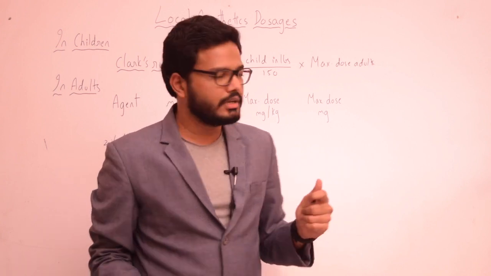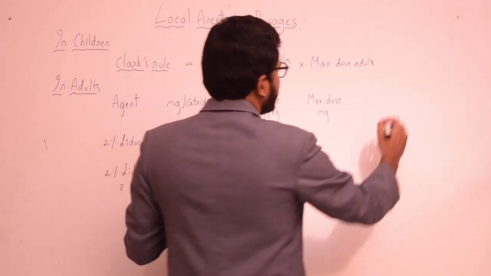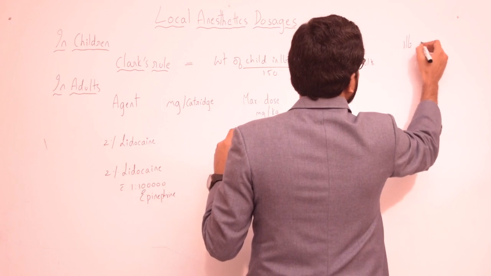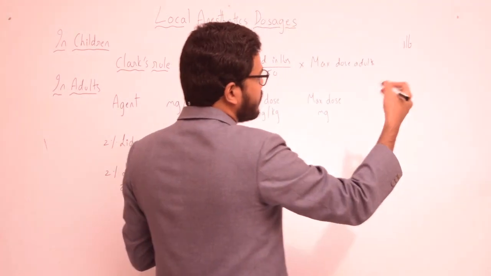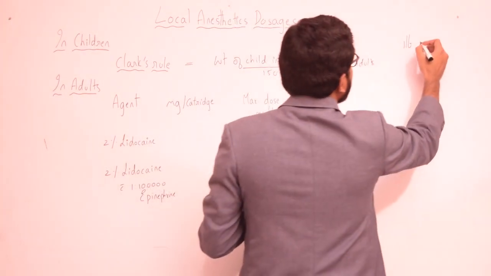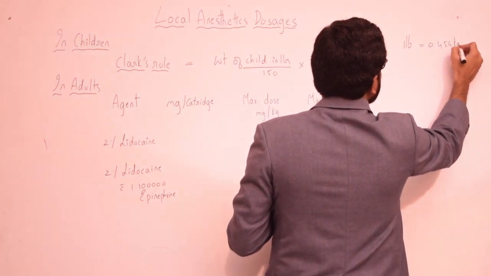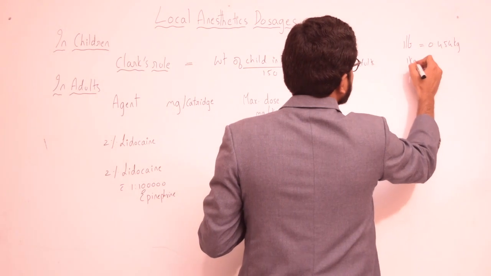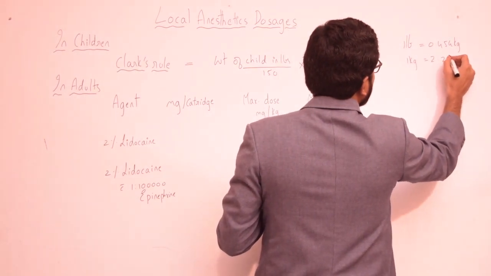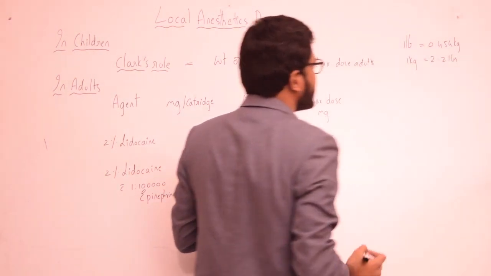So we have a conversion here. 1 lb or 1 pound, both are the same. So 1 lb is equal to 0.454 kg, or 1 kg is equal to 2.2 lbs. Just keep that in mind.